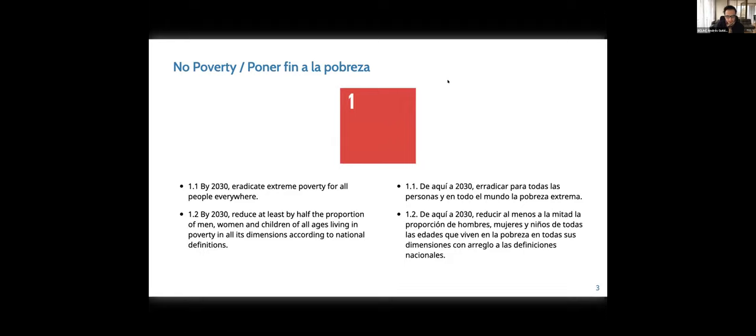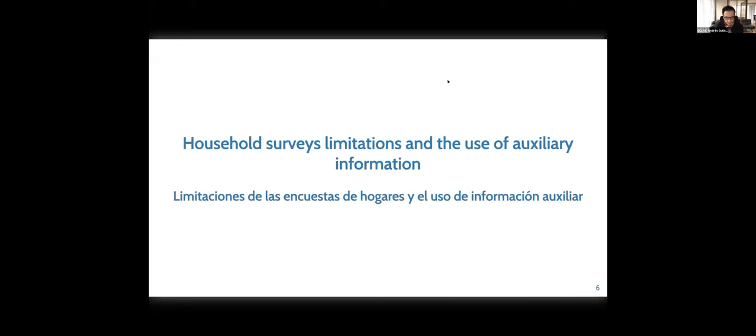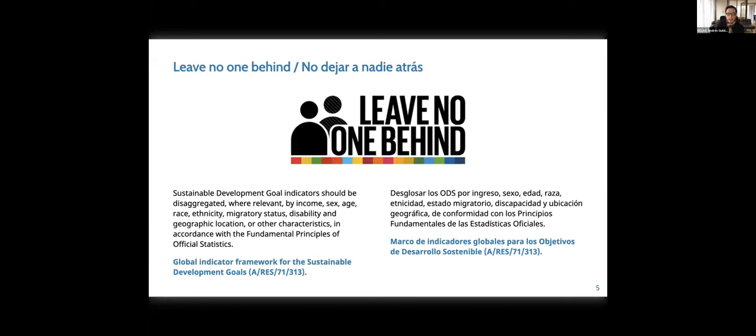If you take a look at the resolution of this global indicator framework, you will find that the SDG indicators should be disaggregated where relevant by income, sex, age, race, ethnicity, migratory status, disability, and geographic location. And of course, here we are in a poverty mapping seminar. So when you hear the words mapping and poverty mapping, you immediately think of a map and of disaggregated estimates by geographical location, for example. But it is not about everything.